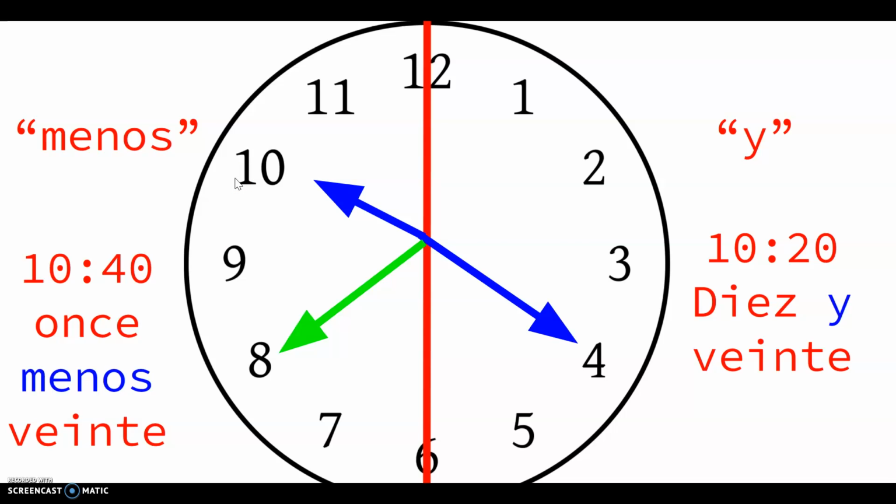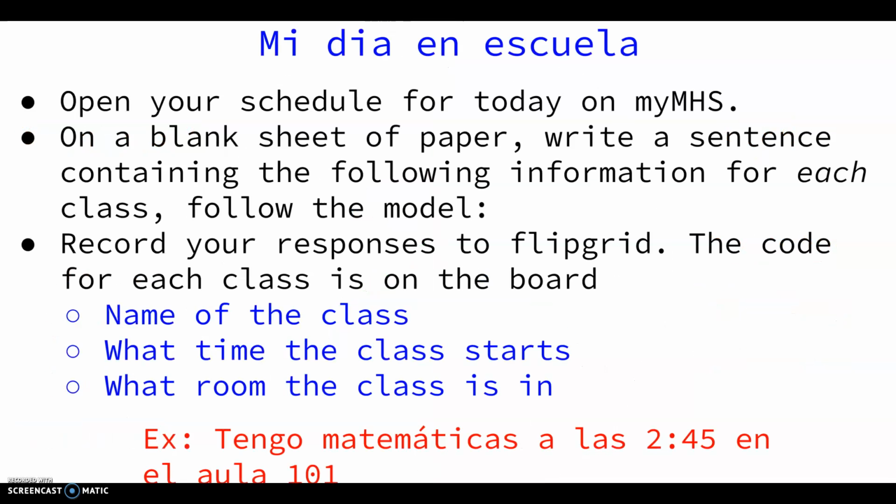You guys are going to practice this a little bit right now. What I want you to do is get out a blank sheet of paper. This is something you will turn in to me for credit. On a blank sheet of paper, you're going to write a sentence for each of your classes that contains the following information for each one. Be sure you follow the model that I've included down below.